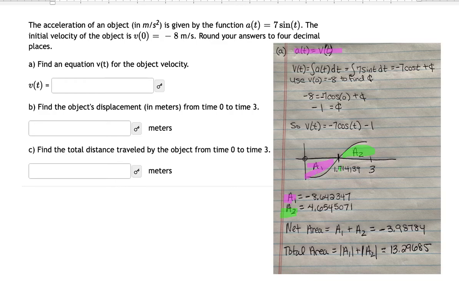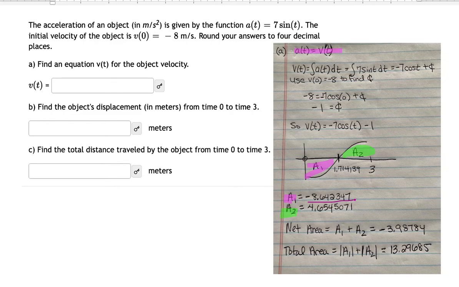And you'll find that the value where it intersects with the x-axis is 1.714139. So to find the area below the x-axis, you are going to integrate from 0 to 1.714139. And that should give you this area right here, which we anticipated should be negative because it's below the x-axis.